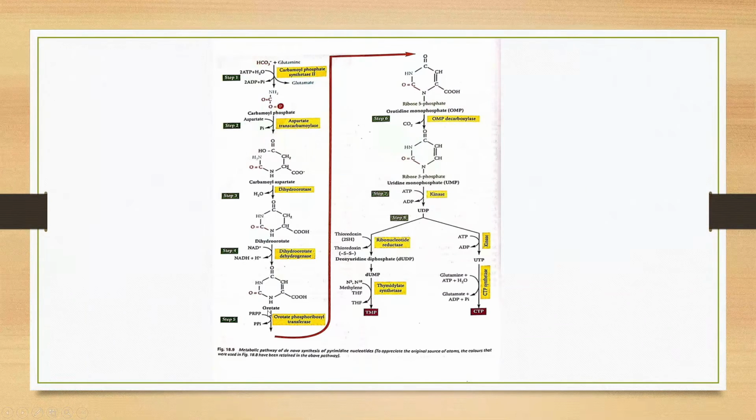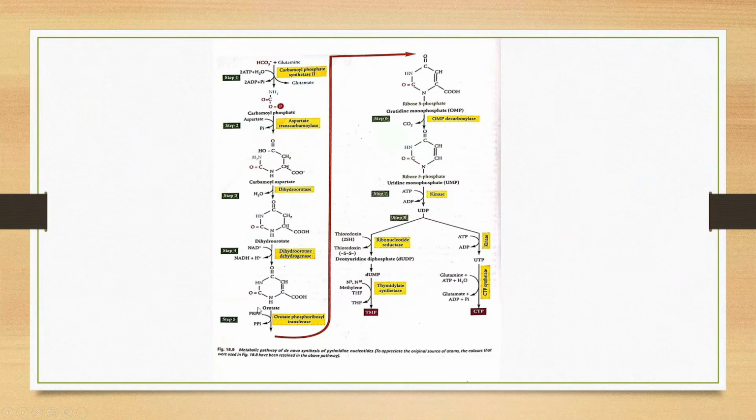And leflunomide, an immunosuppressive drug which is used in the treatment of rheumatoid arthritis, inhibits pyrimidine synthesis in this step 4, this dehydrogenase.